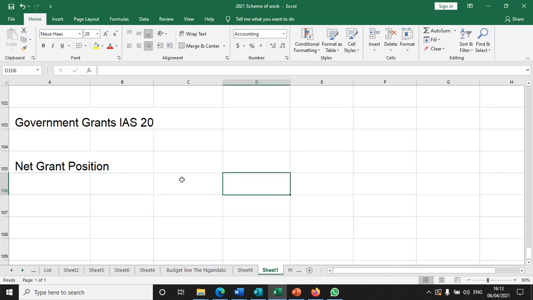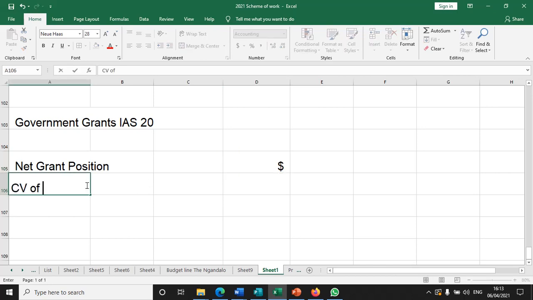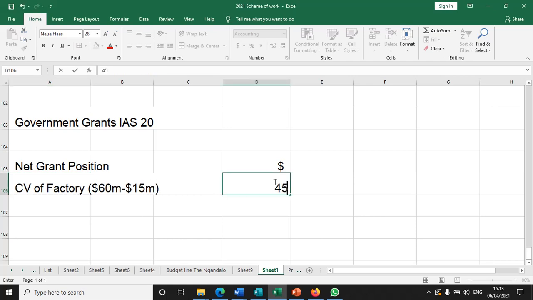When we consider, for instance, capital grants, what will happen is the CV of the factory under the net grant position approach will be the total cost of the factory, which in this case was 60 million, minus 15 million, and of course you are getting 45.